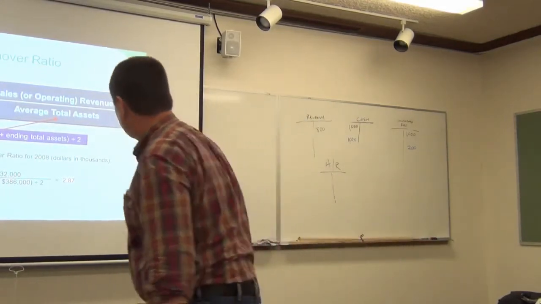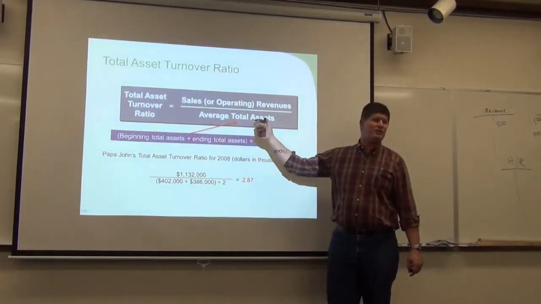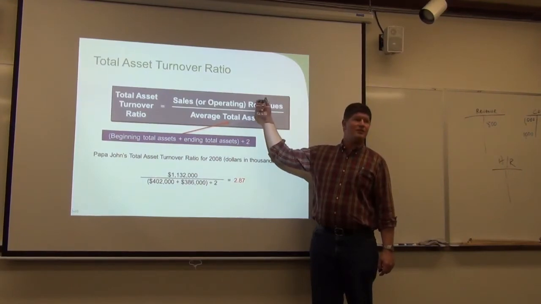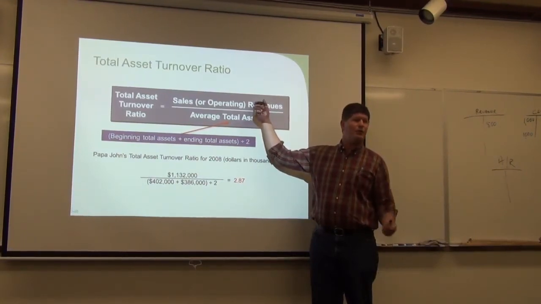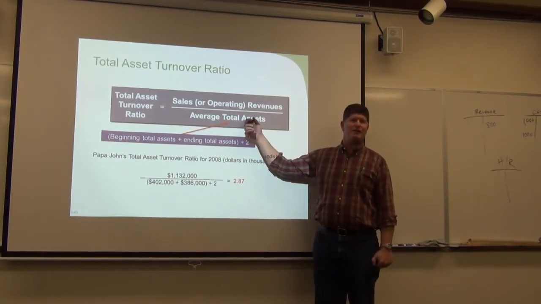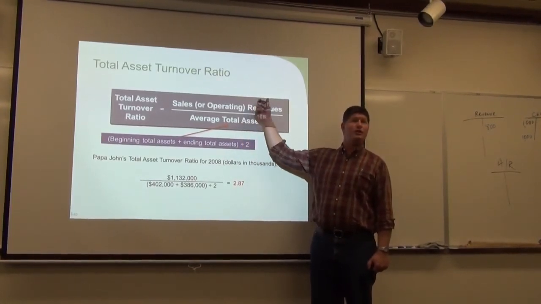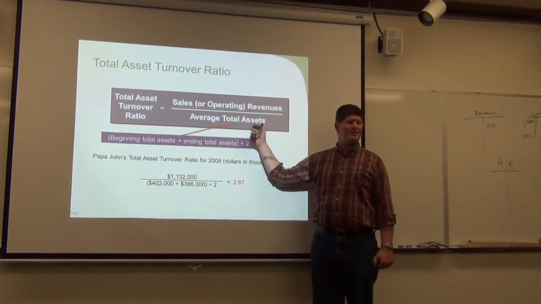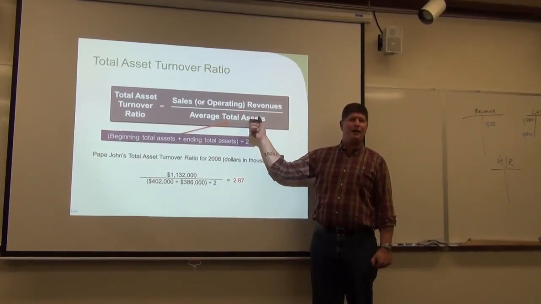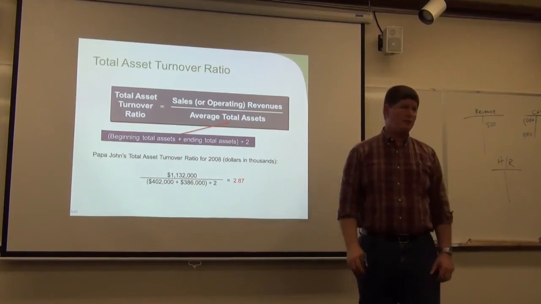So what does this tell you? If I have $10 in assets invested in the company during the year, and I can generate $10 in sales from that, I get a number of 1, right? So I'm generating $1 in sales for every dollar in assets I have invested. If I have $10 in assets invested and I generate $100 in sales, this number is 10. So for every dollar of assets I have in the company, I can generate $10 in sales. The higher the number, the better. Good?